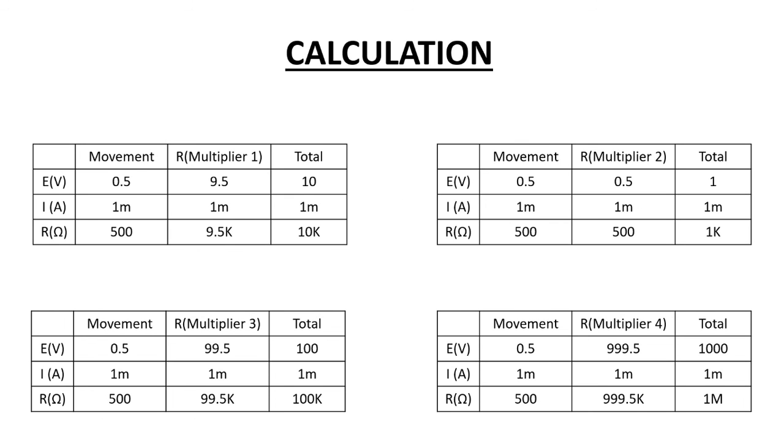Okay, so that is for when the applied voltage is 10 volts, but for different voltage ranges, for example 1 volt, we just have to change the R multiplier to 500 ohms, which gives 0.5 volts for E R multiplier, so we get a total of 1 volt. For 100 volts, we change the R multiplier to 99.5k, and for 1000 volts, we change the R multiplier to 999.5k ohms to get 1000 volts. That is all. Thank you.